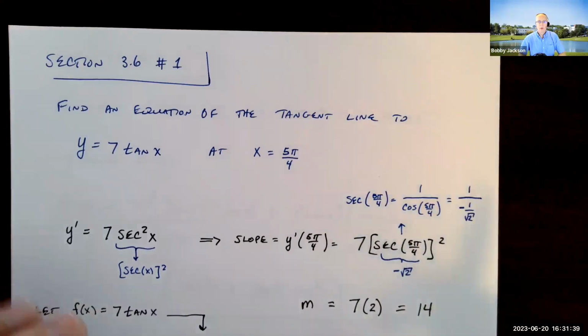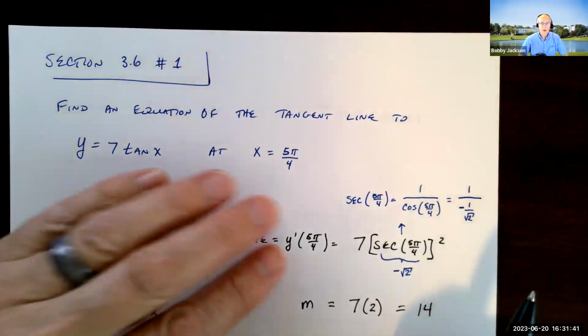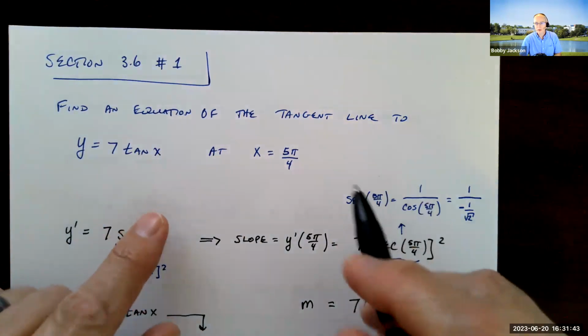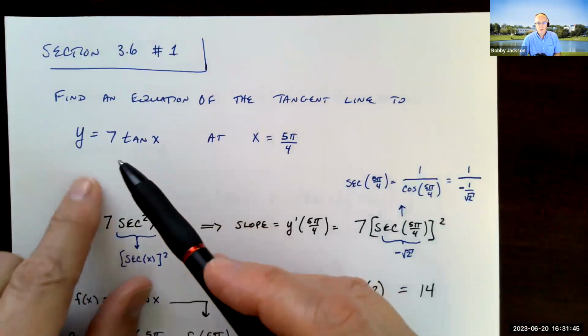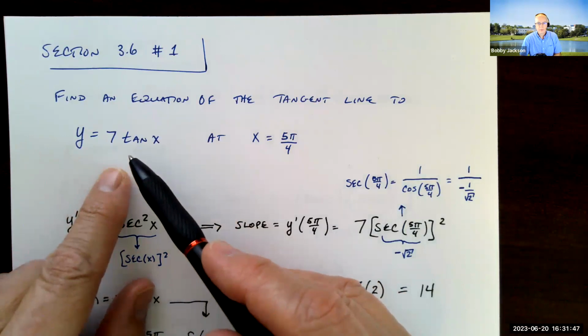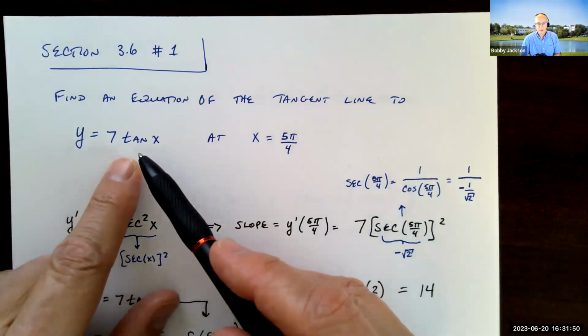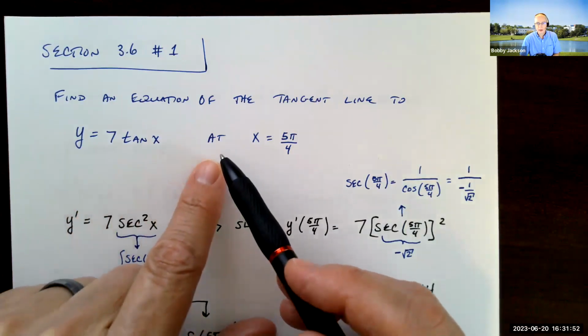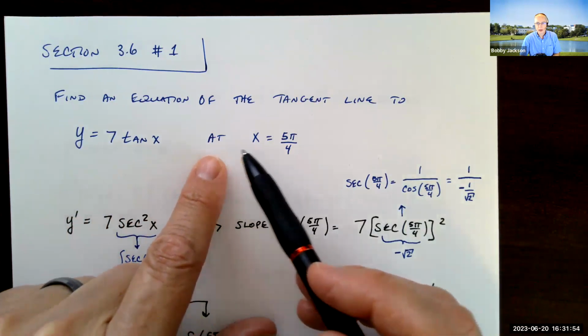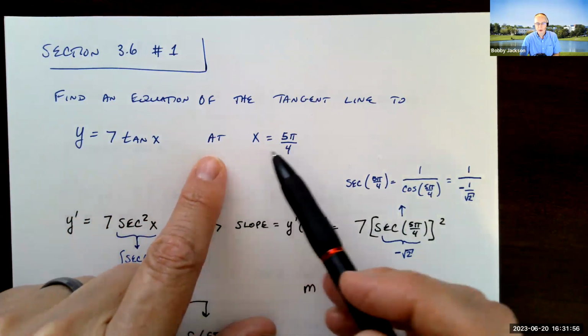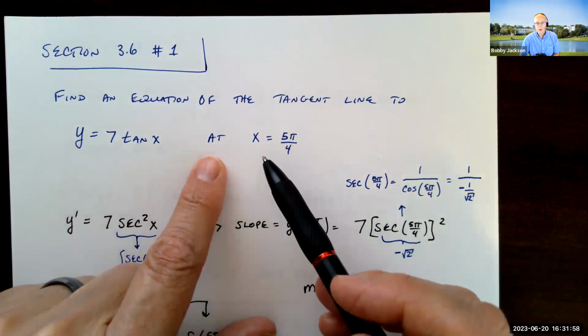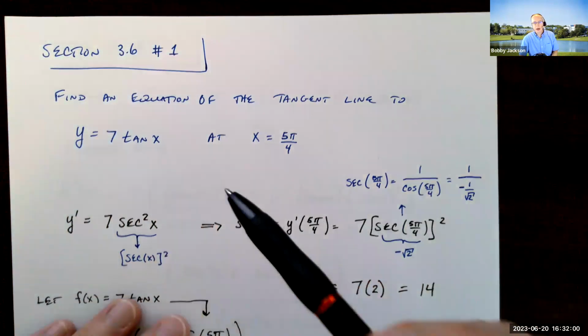Hey everyone, we're going to look at number 1 in section 3.6, which is to find the equation of the tangent line to this function y equals 7 times tangent of x. And we're going to find that equation of the tangent line when x is 5 pi over 4, so at that location. So two things we need for the tangent line is the slope and the point.